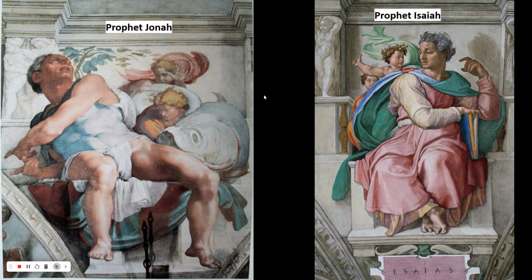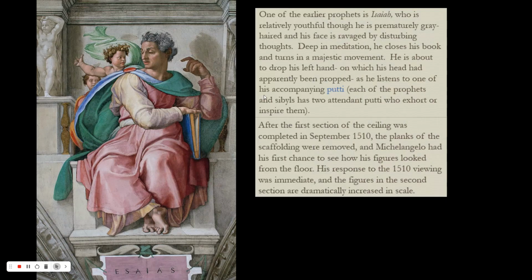Okay, and then we see the prophets. Around the scenes are alternating the prophets and the sibyls. So here are just some examples. The prophets are Old Testament people who foretold the coming of Jesus Christ in the Bible. And I'll just read to you a little bit about this.